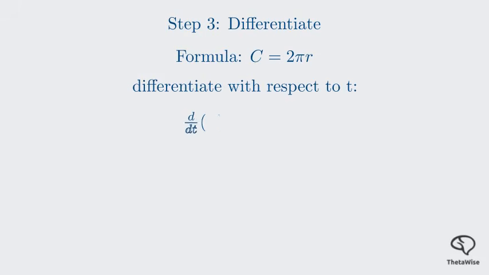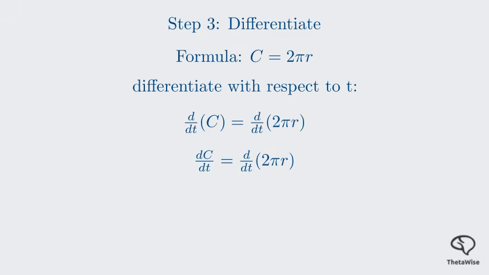We have the formula, so now we differentiate it with respect to time, t. We take the equation c equals 2 pi r and apply the derivative d/dt to both sides. The left side is straightforward. The derivative of c with respect to t is dC/dt. This is the rate we're looking for. So we have dC/dt on the left.